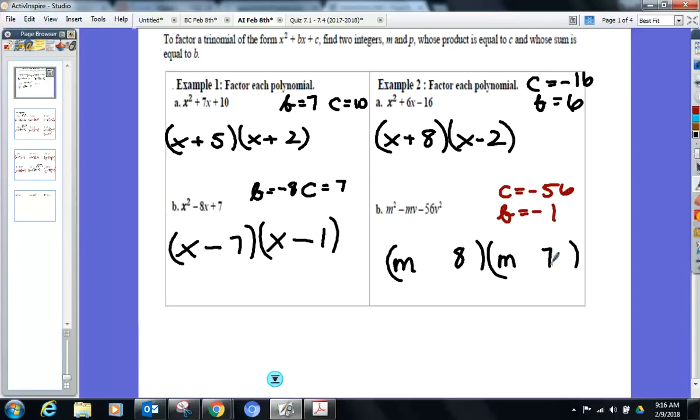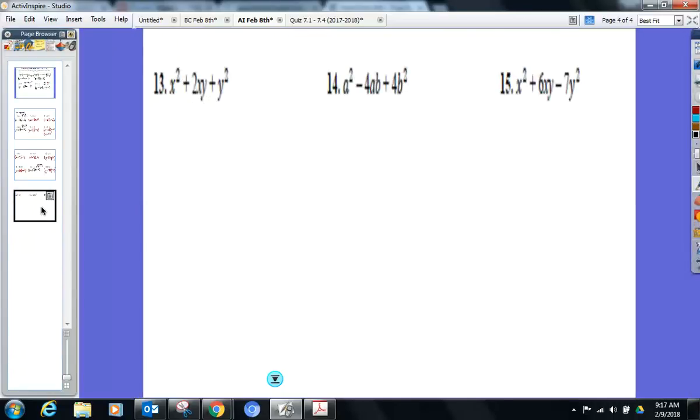But, hey, what's attached to that 56? V squared. So what do you think I need to attach to the 8 and the 7? V's. Not V squared, but just V's. Now, how do I get them to add to a negative 1? Minus 8V plus 7V. So that's the only little hiccup, I just got to add on the variables at the end. Okay, whoa, here we go. Let's keep trucking, right into the weekend.